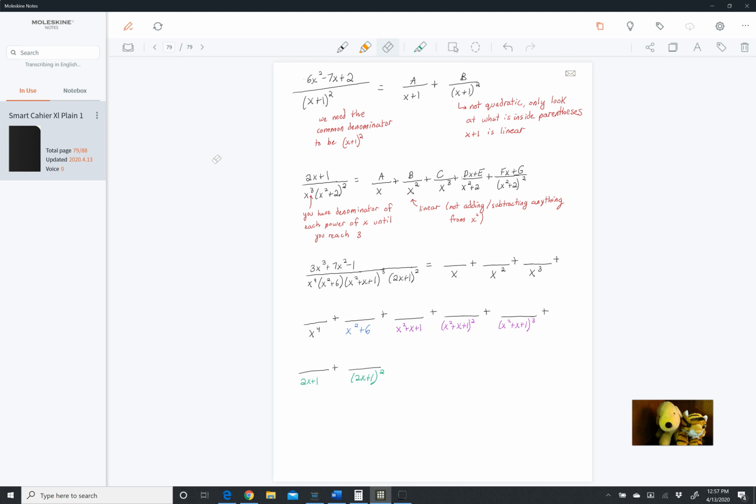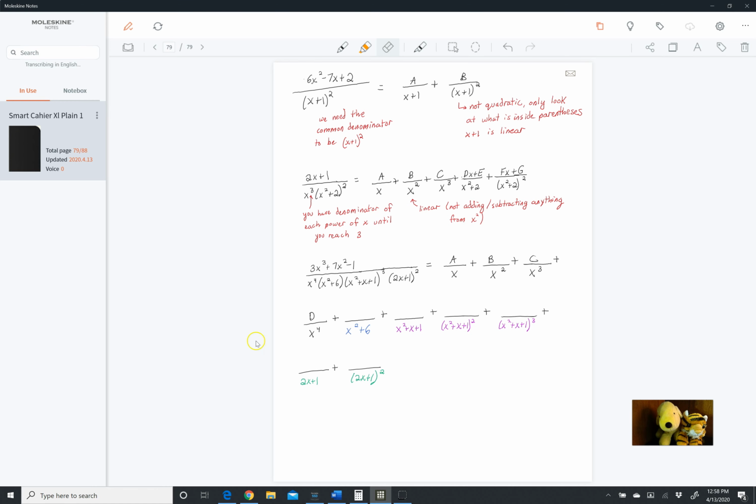Okay, so now we just have our numerators. So numerators are nice and simple. It's either going to be in the form of a constant or it's going to be in the form dx plus e or ax plus b. So all of the x's are linear, right? Because the power is irrelevant here. We're ignoring the power on the outside. So x, x squared, x cubed, and x to the 4th all get just letters. A, B, C, and D.